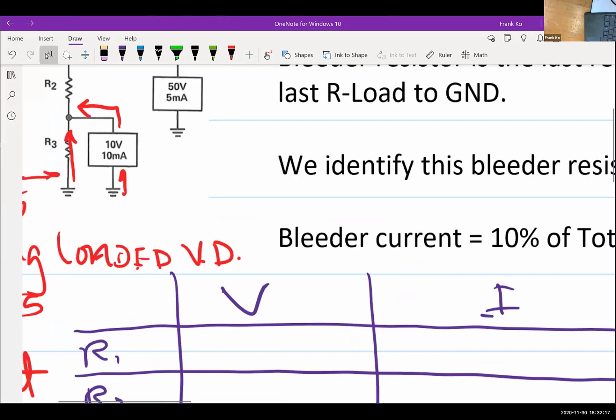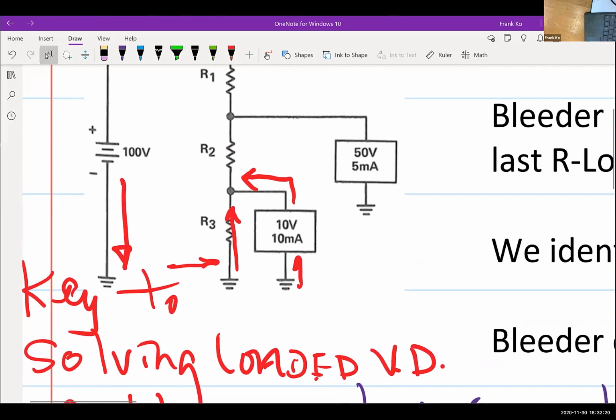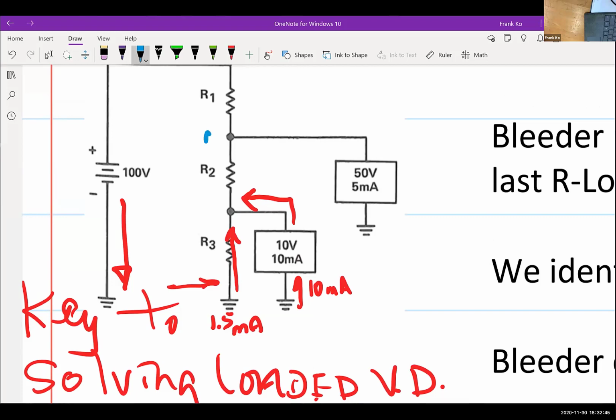Let me magnify this here. As we magnify this, we have 1.5 milliamps that flows through R3. And we know the current through the load is 10 milliamps, yes? So you have 1.5 milliamps coming up to a node, and I'm going to label these nodes. I'm going to label this one A and this one B. Flowing into node B through R3, I have 1.5 milliamps. Flowing into node B, I have another 10 milliamps.